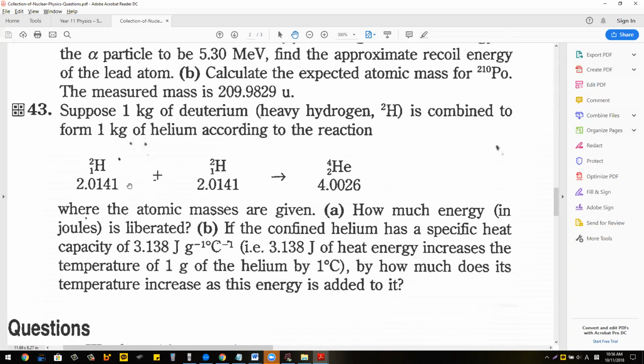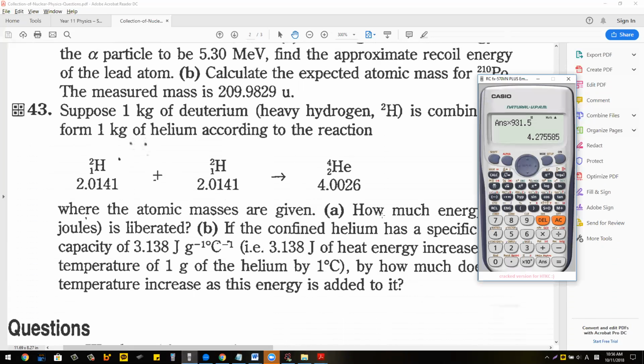No, I didn't know. Okay. So atomic masses are given. And how much energy is liberated? That's easy, right? It's 2.0141 plus 2.0141, and then you minus 4.0026, and then you times by 931.5, and you get 23.8, stuff like that. Wait, is that the answer?